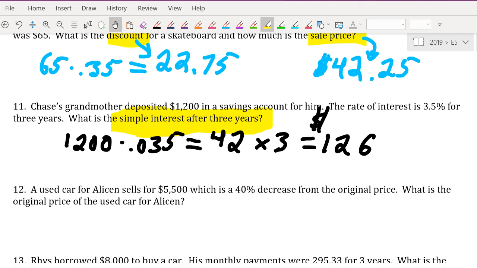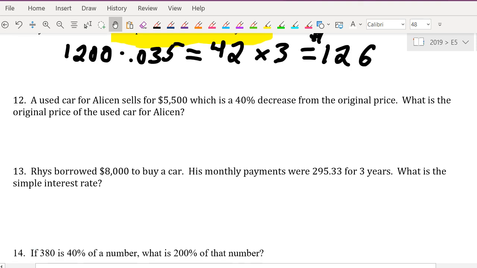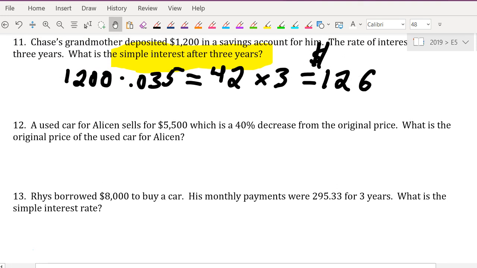Very exciting stuff. Math is so much fun. A used car for Allison sells for $5,500, which is a 40% decrease. Uh-oh. This is the one where $5,500 is the sale price. It's not the original price. So we're going to need to use a proportion. We're not doing 40% of $5,500.